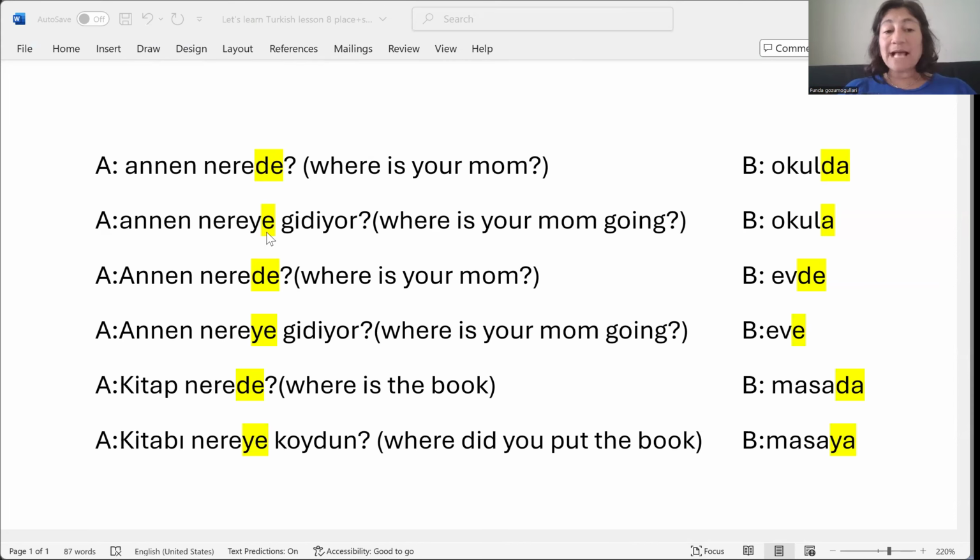But if the question is asking where your mom is going, annen nereye gidiyor? Nereye? Can you see the difference between nerede and nereye? So it's asking where's your mom going? So the answer should be okula. You remember e or a needs to be used as a suffix to be added to the place name if you talk about movement.